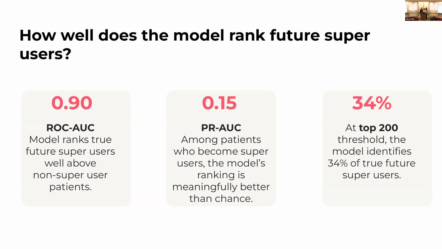And then at the top 200 threshold, which means if we gave the adult resource team a ranked list of the 200 highest risk patients, our model captures 34% of all true future super users. That's the number that obviously matters the most for actually running the ART program. And it represents a meaningful improvement over the status quo, where fewer at-risk patients are being identified, and only about 20% of those identified by individual first responders are determined to be good fits for the ART program.